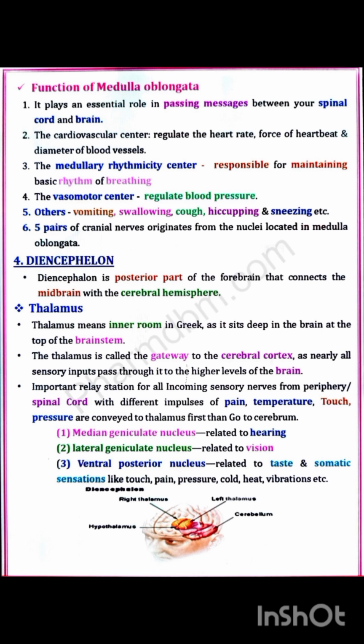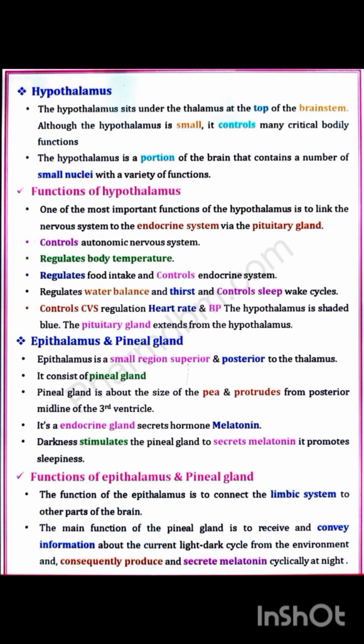Medial geniculate nucleus is related to hearing. Second, lateral geniculate nucleus is related to vision. Third one, ventral posterior nucleus is related to taste and somatic sensations like touch, pain, pressure, cold, heat and vibrations, etc. Hypothalamus. The hypothalamus sits under the thalamus at the top of the brainstem.